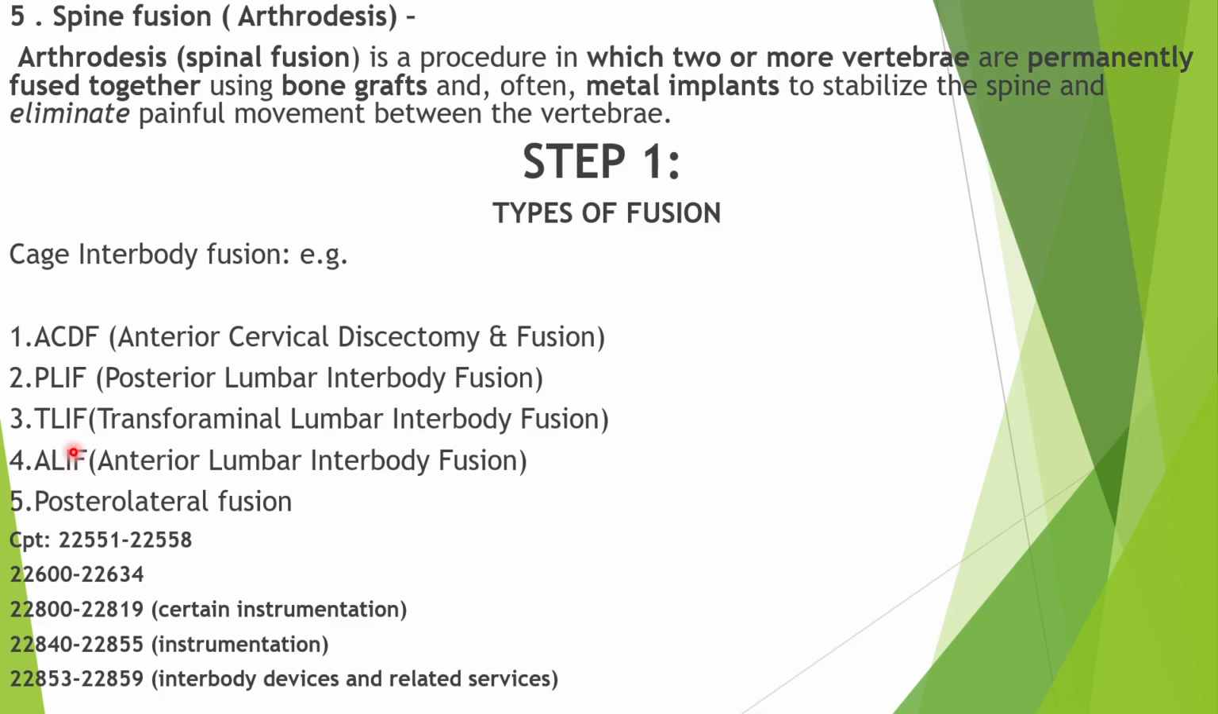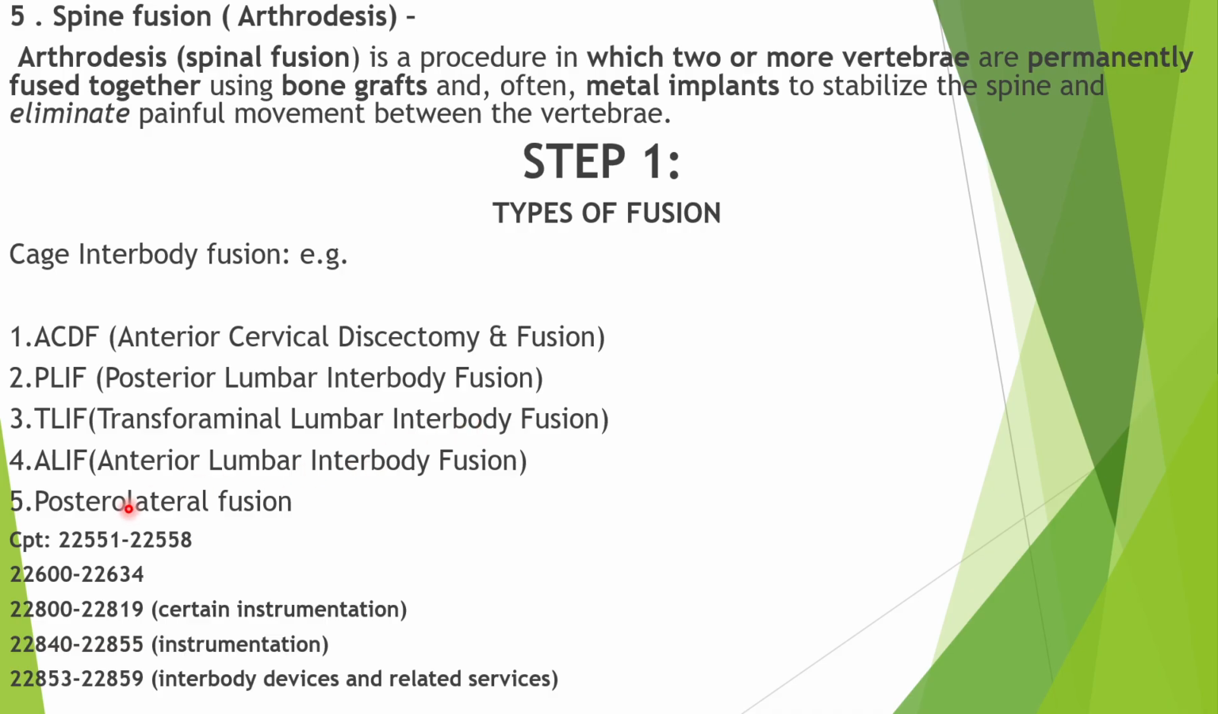Now coming to TLIF, that is transforaminal lumbar interbody fusion. So here the spine region is lumbar, and the approach is from the back, from one side. Transforaminal means from the back, from one side. The procedure removes the disc through one side and places an interbody cage or a bone graft, fixed with screws or rods.